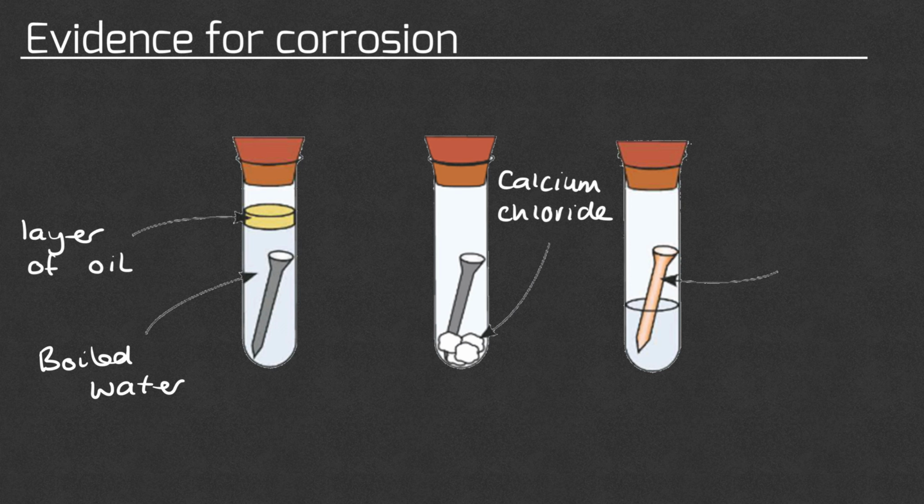In the second test tube, we've added an iron nail and calcium chloride. Calcium chloride will absorb any water which is in the air. This means that as the nail hasn't rusted, water must also be required for rusting. The third test tube has an iron nail with both oxygen and water present, and it has rusted, proving both oxygen and water are needed for an iron nail to rust.